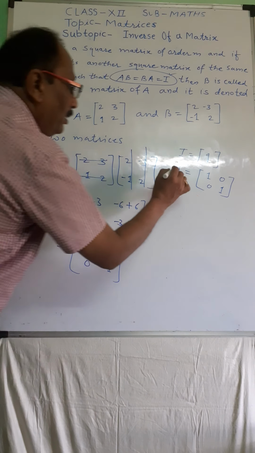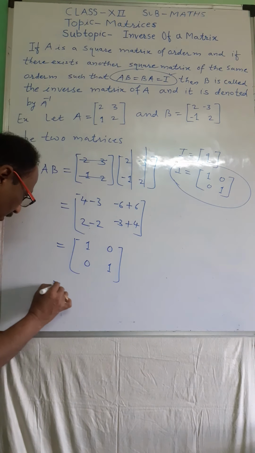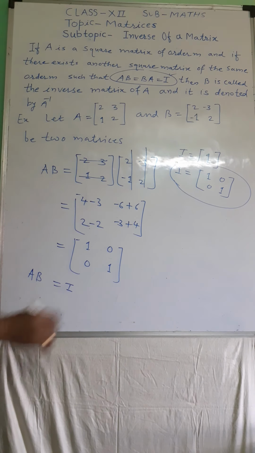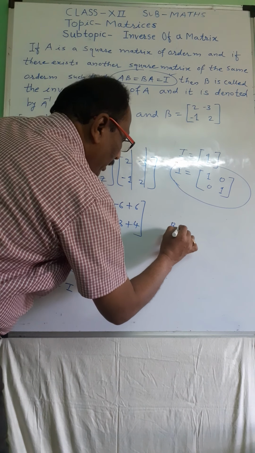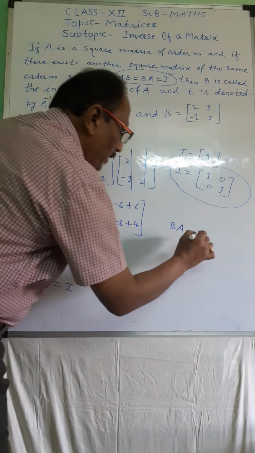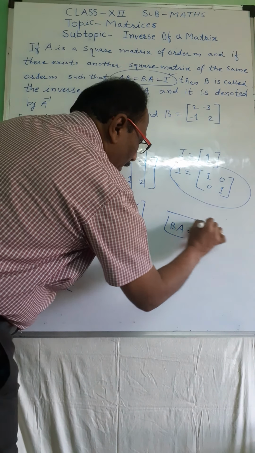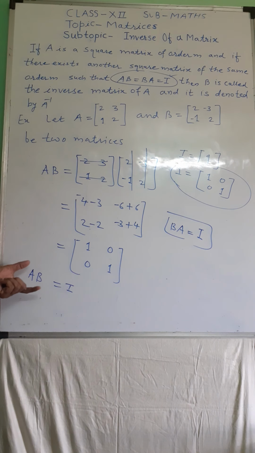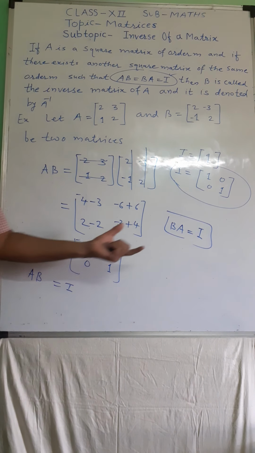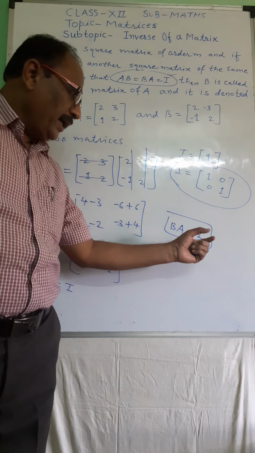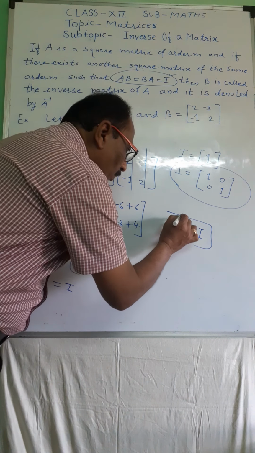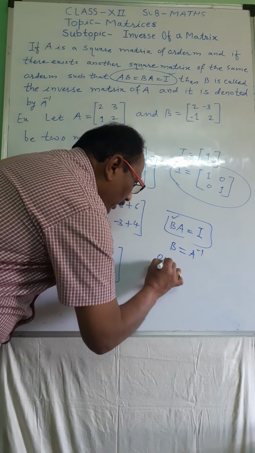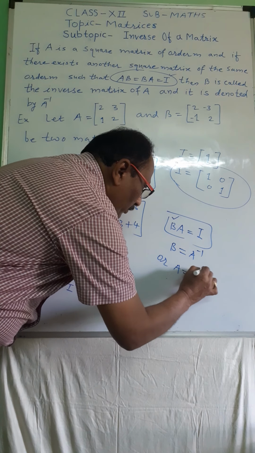This is the identity matrix. It is the identity matrix, which means AB is equal to I. Here also, if we take B and matrix A, the product BA will also be I. Same, AB is equal to I and BA is equal to I, meaning the product of the two matrices AB and the product BA are the same as the identity matrix. Then B is the inverse of A. B is called the inverse of A, or A is called the inverse of B.